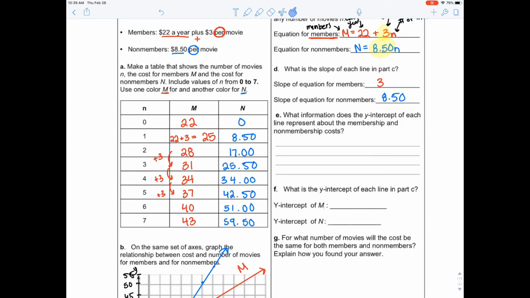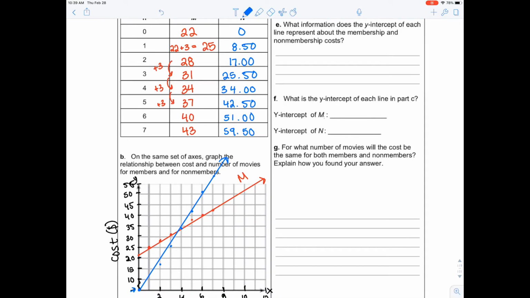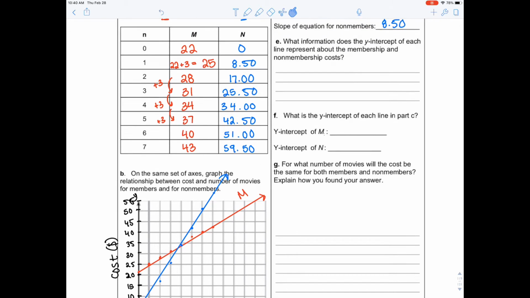Next, what information does the y-intercept of each line represent about the membership and non-membership costs? So tell me, what do these values represent? Don't just give me numbers, tell me what the numbers mean. What do they represent? Okay. So if we think about it, we know that the y-intercept is where our line crosses the y-axis, yeah? That's what we know as our y-intercept. Okay, but we need to tell them in words, what does this represent about the costs?